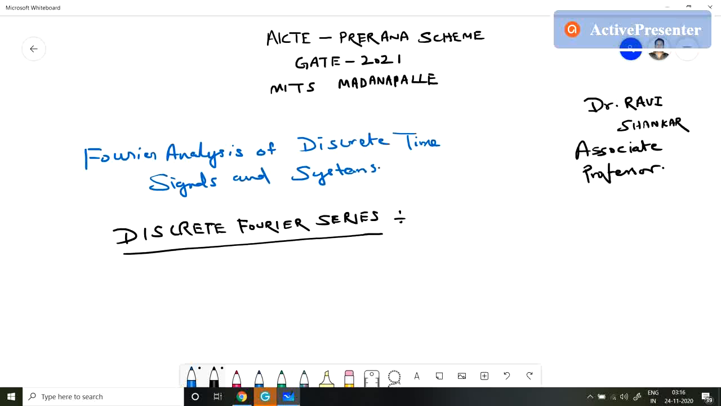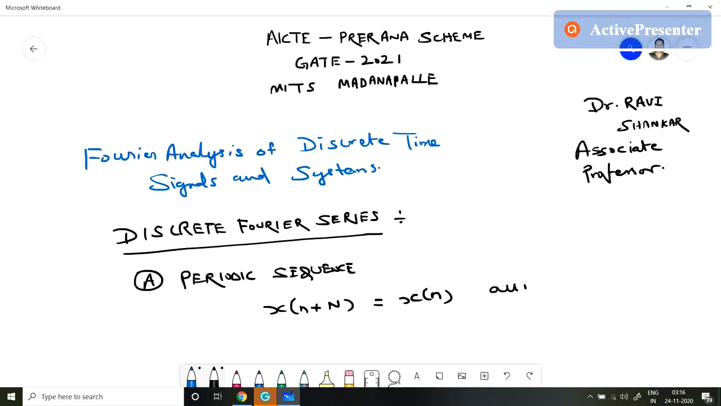So what is the discrete Fourier series? Let us start with the periodic sequence. A signal xn is said to be periodic when we have x n plus capital N equals xn for all values of n, where capital N is a positive integer.